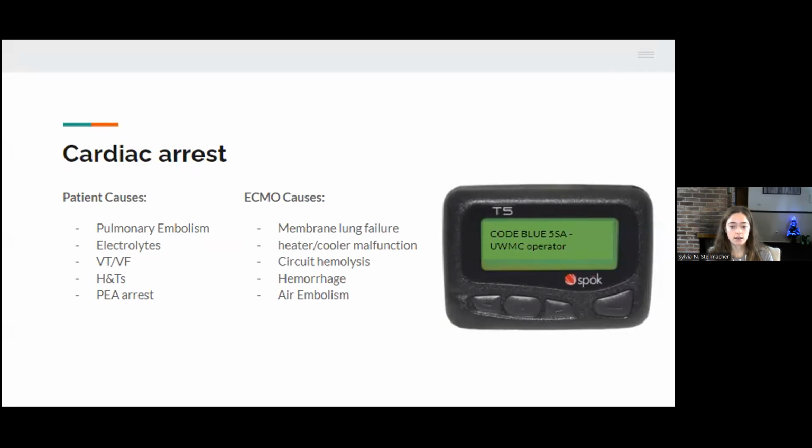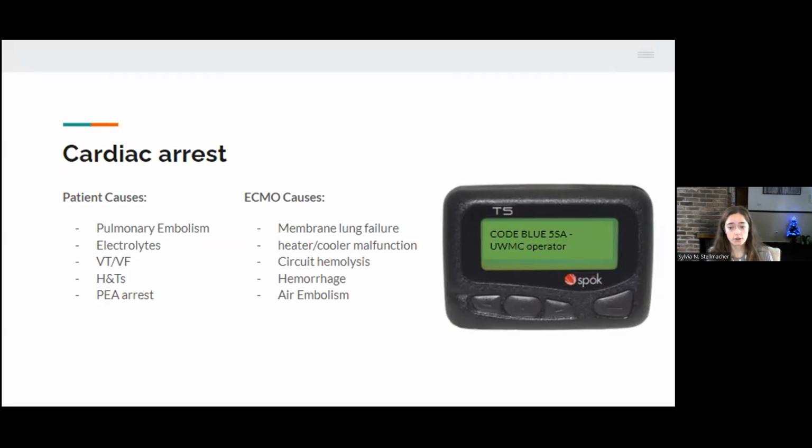But you also need to think about ECMO causes, because we try to think of both the patient and the ECMO as two different systems that can result in problems. So you have to think about membrane lung failure, which can happen due to clot burden that builds up in the lungs over time. This usually takes quite a bit of time to build up, but can also happen if there's just a problem with the membrane lung itself.